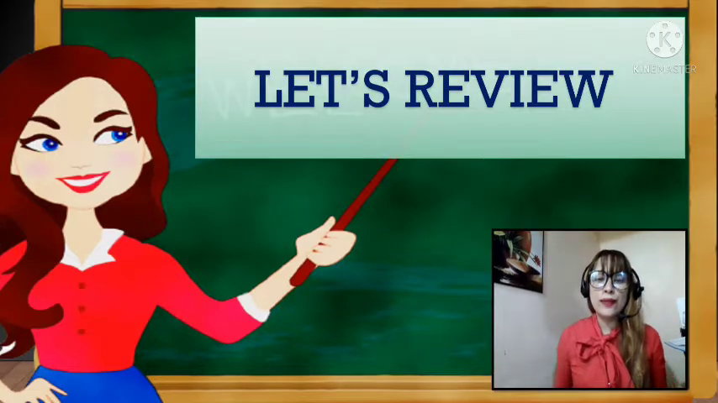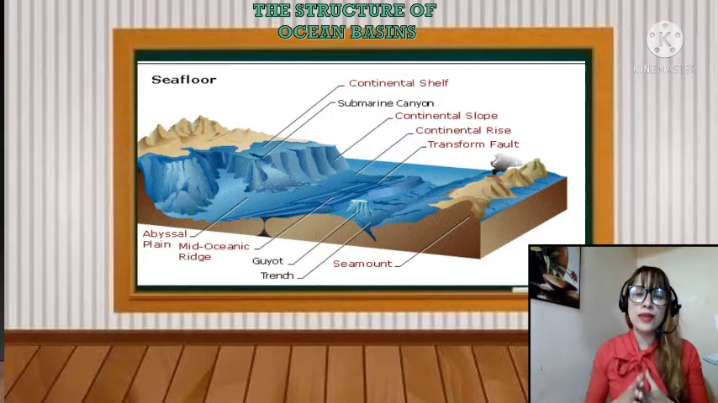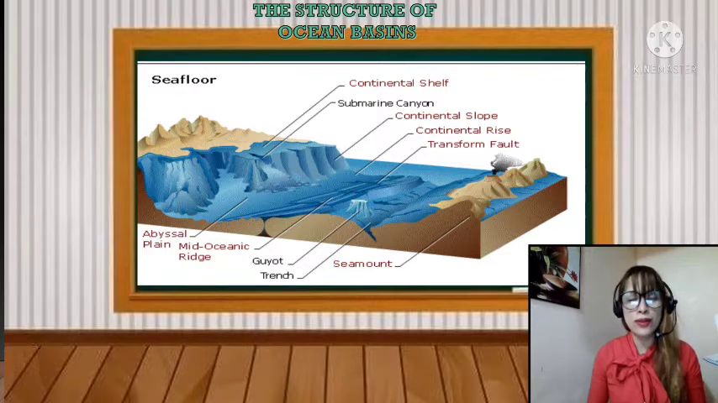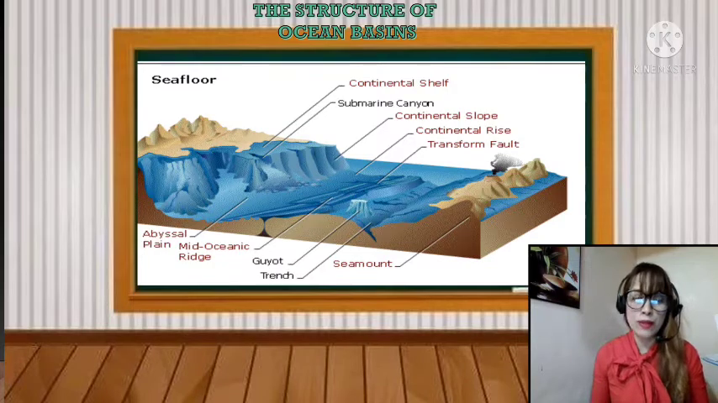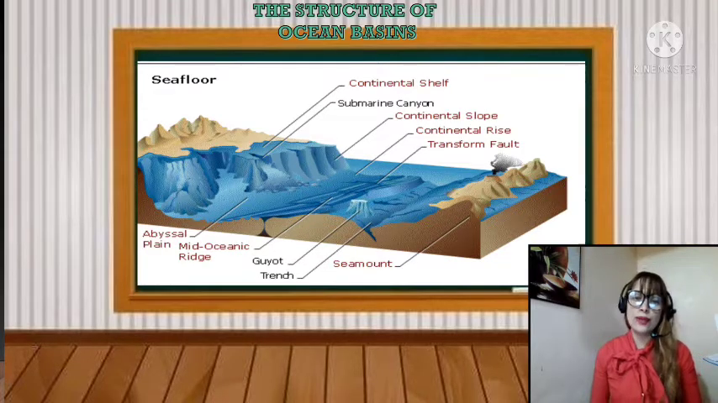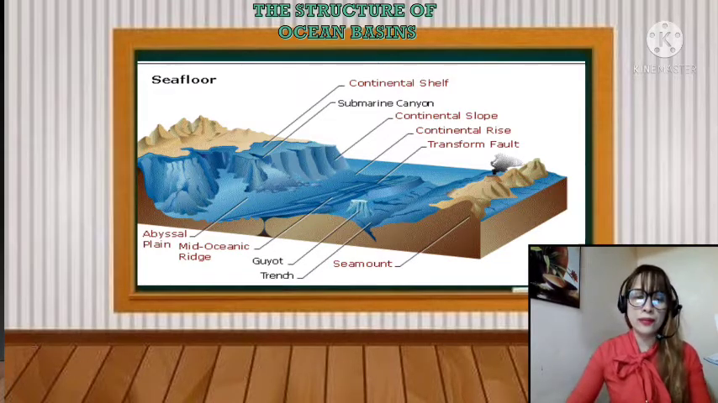Now let us review from our past discussion. In our previous discussion, we discussed the structure and the evolution of the ocean basins. When we talked about the structures, these involved the following parts: the abyssal plain, the mid-oceanic ridge, the guyot, the trench, the seamount, the continental shelf, the continental slope, the continental rise, and the transform fault.